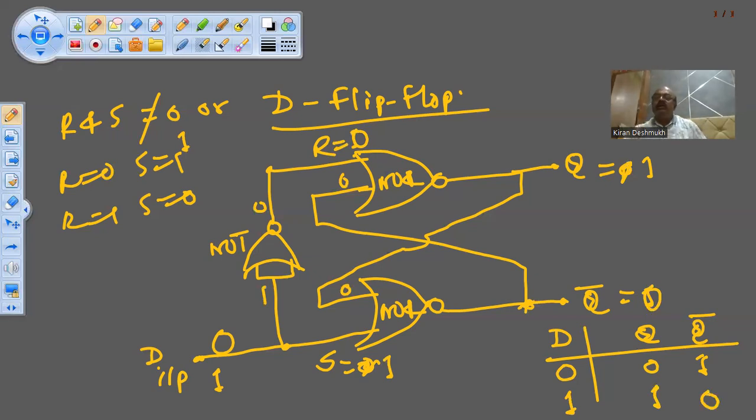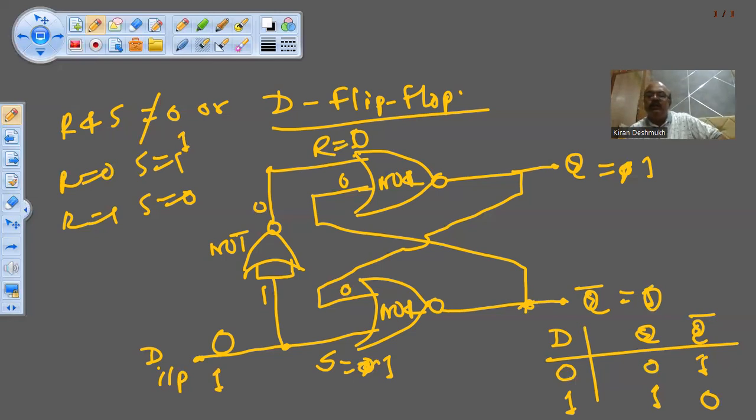So in the case of D flip-flop, we have only two states because the inputs are only one. That is only D input is there. So D input will be either 0 or it will be 1, and based upon that, Q will be 1 and Q bar will be 0, or Q is 0 and Q bar will be 1. That depends upon the D input.